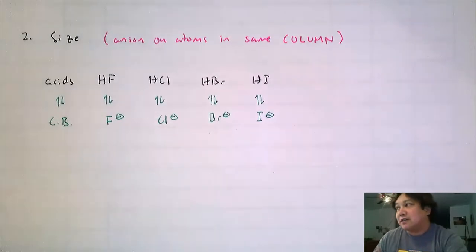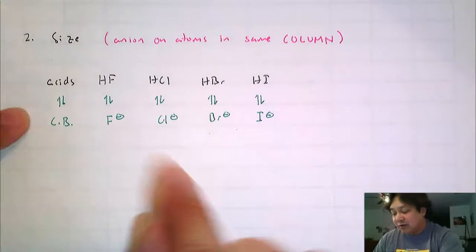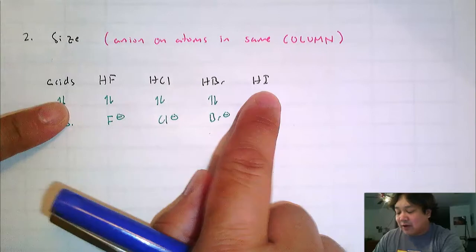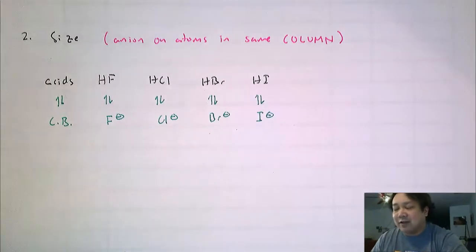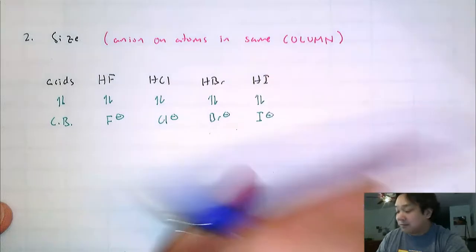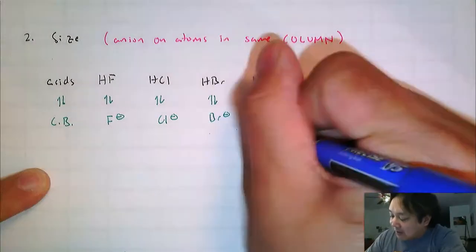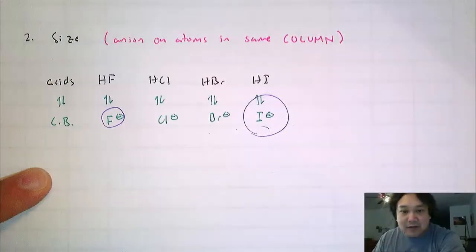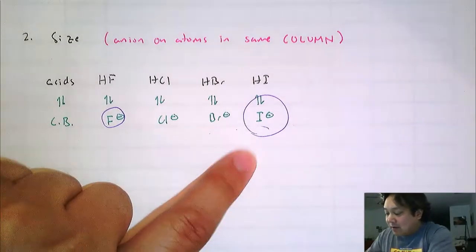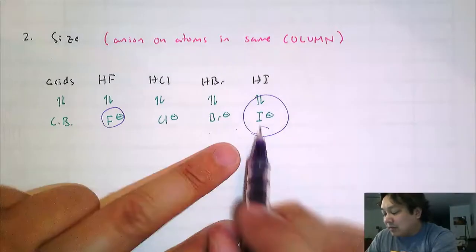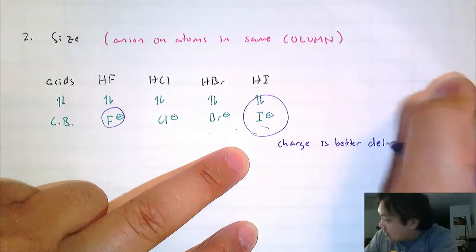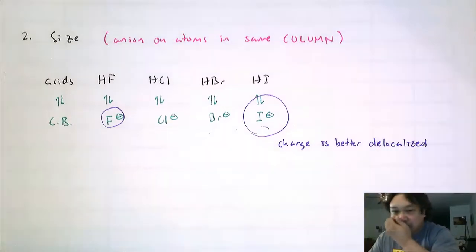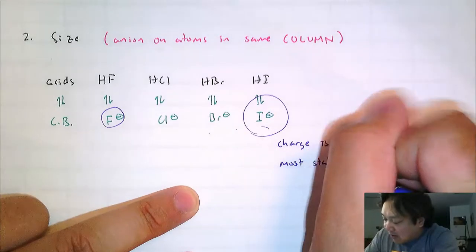In terms of stability, these are halogens. They're all electronegative. Yes, true. F is more electronegative than any of these other three halogens, chlorine, bromine, and iodine. But they're all electronegative. We're going to actually base our decision now on size. Size is more important when you compare atoms within the same column. So which has the bigger size? It's this iodine. And then fluorine is tiny compared to iodine. So with a bigger volume, that charge can be spread out better. So here, charge is better delocalized. And therefore, this is the most stable anion out of the four.